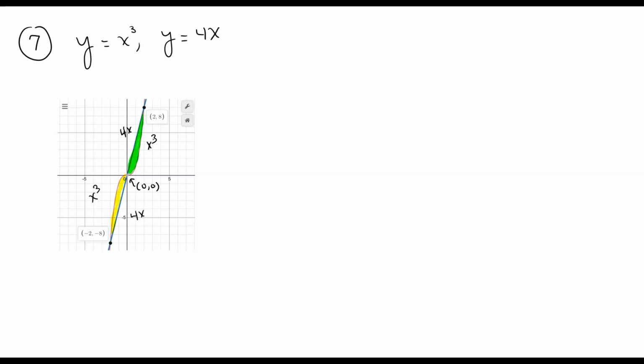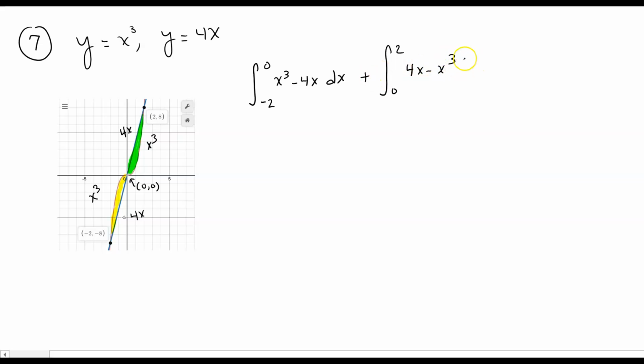We're going to integrate both sides. Okay, so let's see. The first integral should read, we're looking at -2 to 0, and we're going to have x cubed in this case minus 4x, a very simple integral here, plus the second integral will go from 0 to 2, and in this case it's going to be 4x minus x cubed because of the way that it is positioned and laid out on the graph. Okay, but now we're set to take the antiderivatives here.